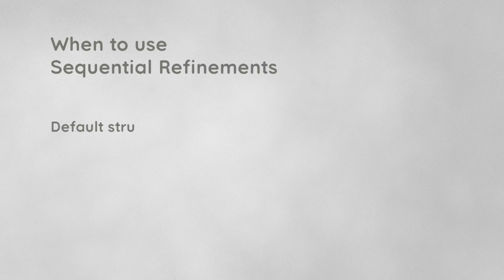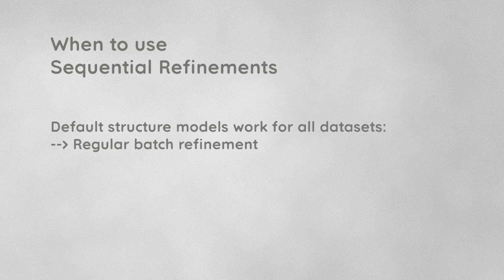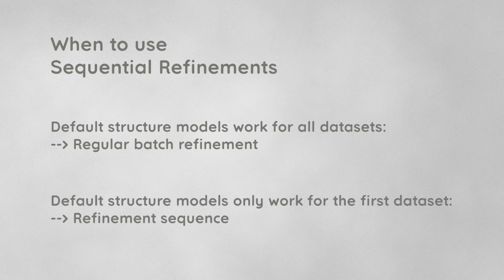In most situations, a regular batch refinement is the best choice to process a list of datasets with similar phase content. But sometimes the phases change during the measurement sequence in a way that the structure models that work for the first dataset no longer work for the last dataset in the sequence.